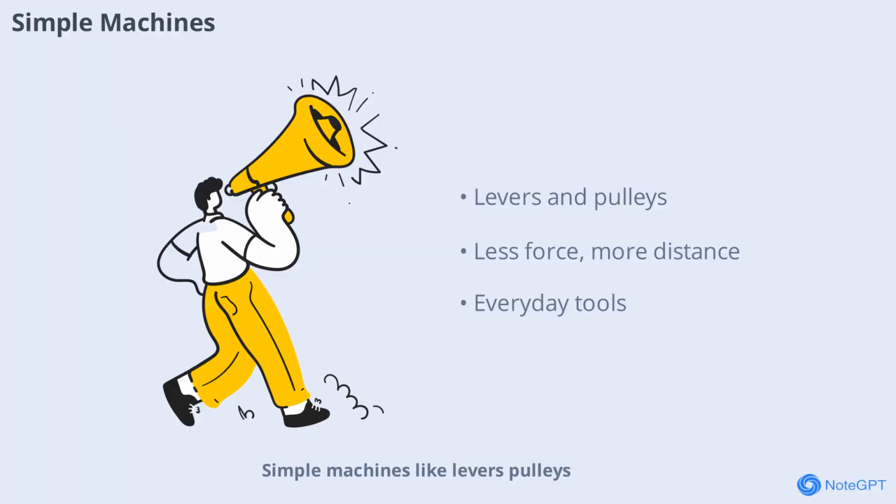Simple machines like levers, pulleys, and inclined planes help us do work more easily. They allow us to apply less force over a greater distance. Understanding how simple machines work is essential for solving problems in mechanics and for appreciating the tools we use every day.